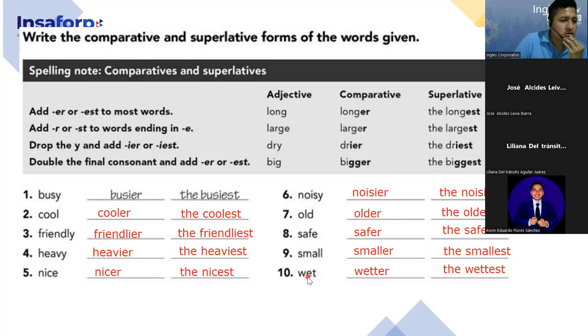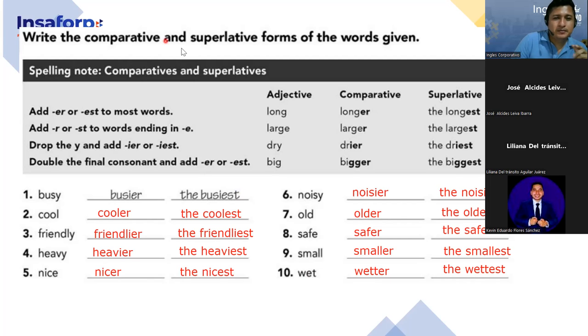My t-shirt is wet. Perfect. Your clothes or your t-shirt is wetter than mine. That is correct. Very good. Perfect. Your cloth is the wettest. Okay, that is correct. Very good. Thank you. Great job.